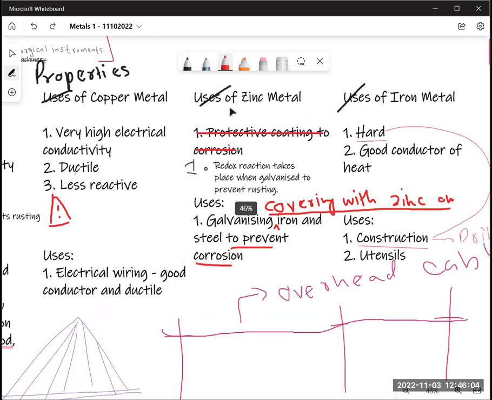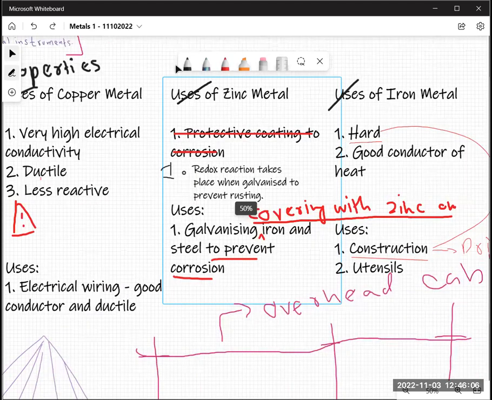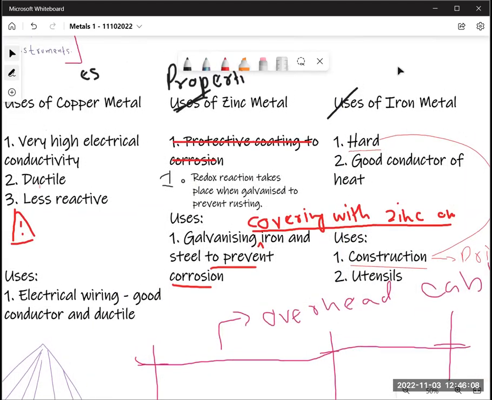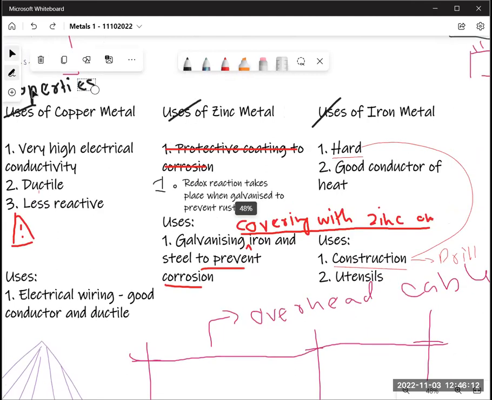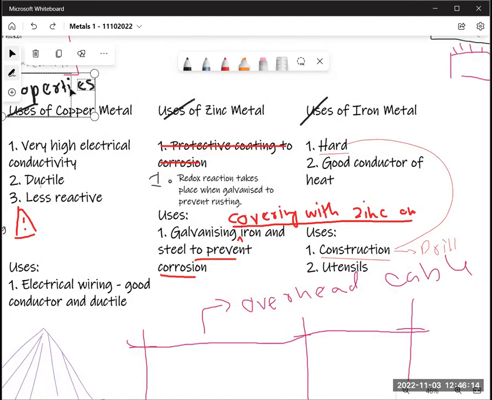Okay. Use of zinc metal. One: redox reaction takes place when galvanized to prevent rusting. Uses: galvanizing, covering zinc, iron and steel to prevent corrosion. So let's look at galvanizing. What is galvanizing?